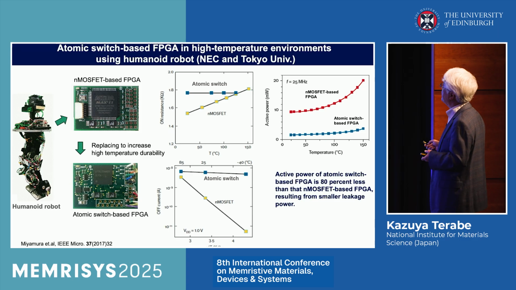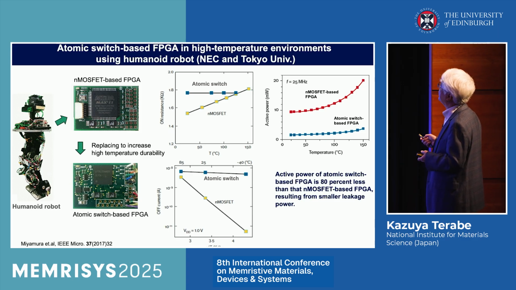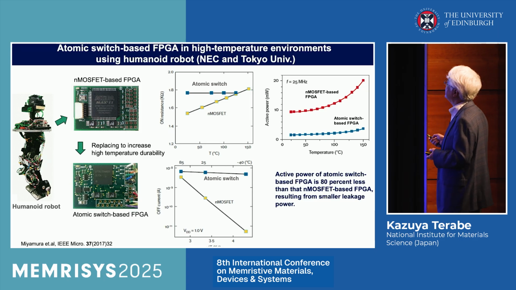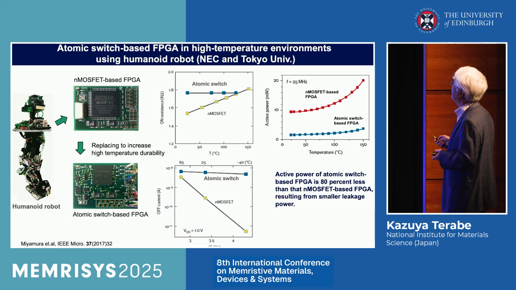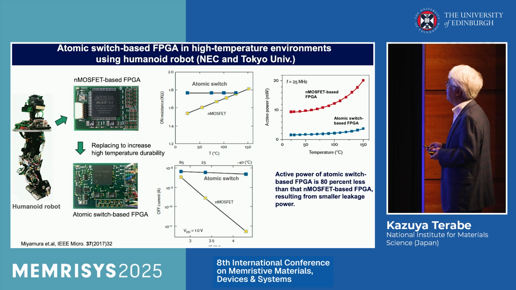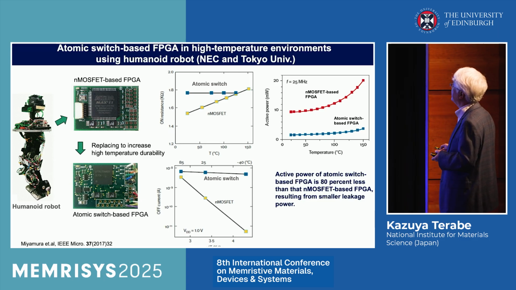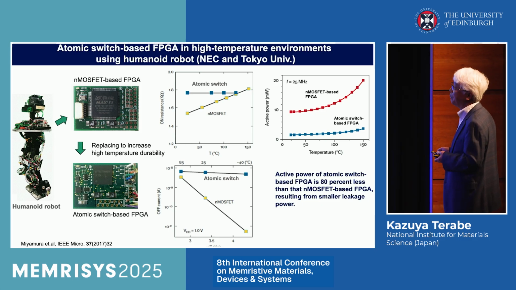So this is temperature, and this is active power. So this is a MOSFET-based FPGA. Active power increases with increasing the temperature like this, but atomic switch based FPGA is very stable. So it reveals the active power of atomic switch-based FPGA is 80% less than that of MOSFET-based FPGA, resulting from the smaller leakage of power.